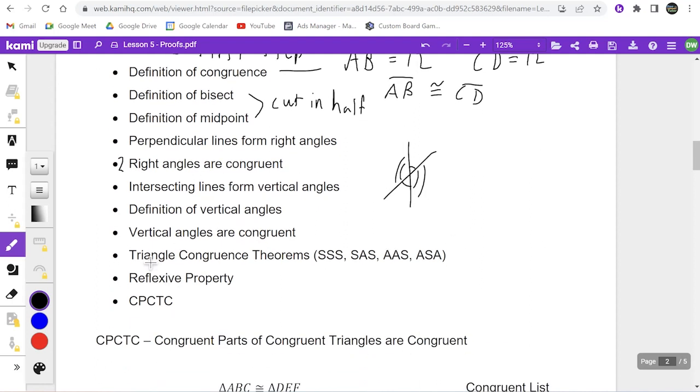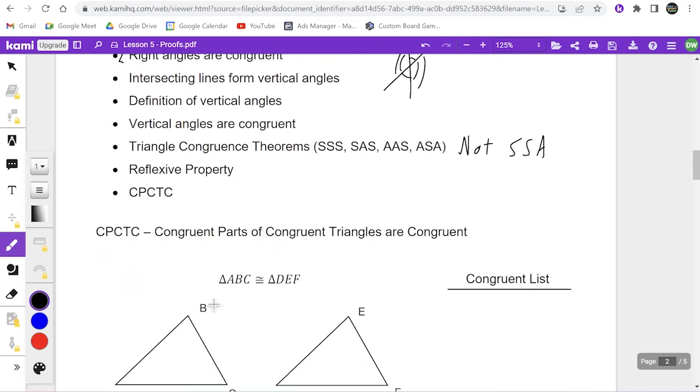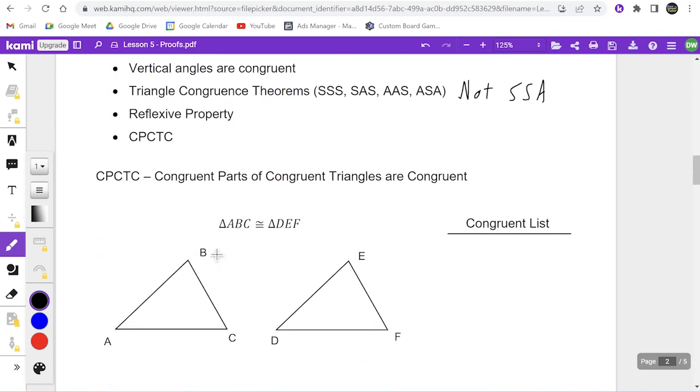The last one are the triangle congruency theorems, which I've mentioned earlier. Remember, not SSA. That is not one of them. And then reflexive property. This is something interesting that we're going to be going over later in the lesson today. And then finally, the last one, CPCTC, which I'm going over right now.